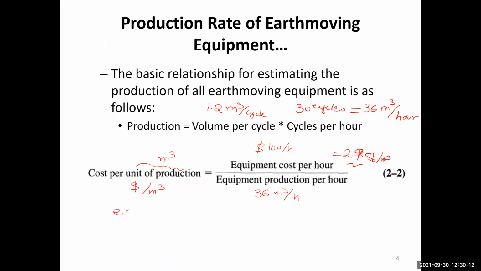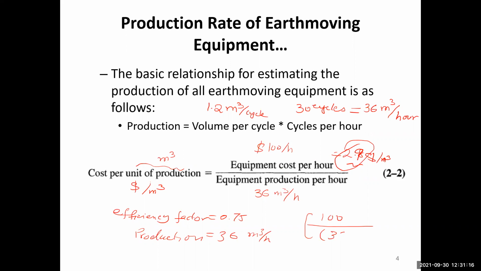If the efficiency factor is say 0.75, then whatever the equipment production is, we multiply it by the efficiency factor. For example, if the equipment production was 36 cubic meter per hour, we multiply this by the efficiency factor. So the cost per unit of production becomes $100 equipment cost per hour, calculated from the equipment owning and operating cost or, for rental equipment, the rental cost, divided by the production, which in this case is 36 times 0.75.